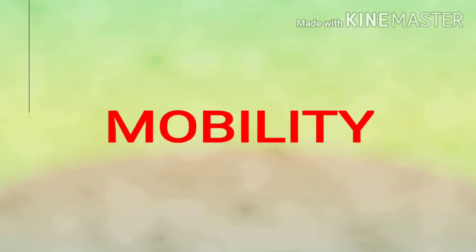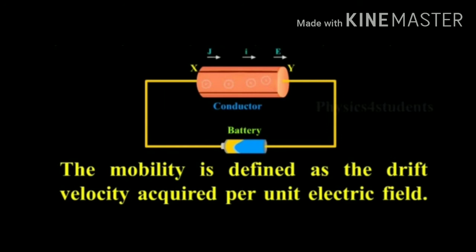Today we are going to discuss mobility of charge carriers. When a conductor is connected to an external electric field, electrons move with an average velocity called drift velocity. This drift velocity per unit electric field is called mobility.